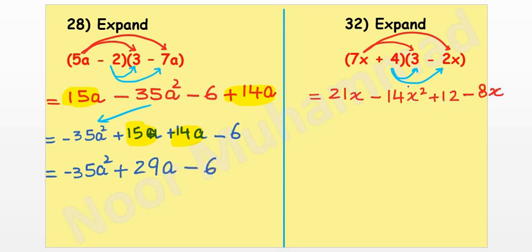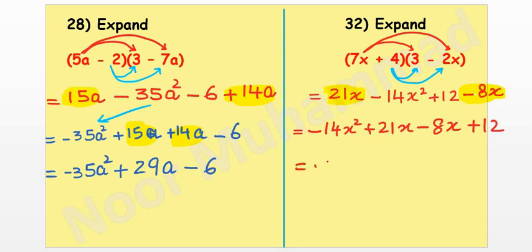Same is the case here. Better first rearrange them. When I say rearrange them, it means we have to arrange them in a way that the highest power will be in the beginning. Negative 14x squared here in the beginning. Then x squared is done. Then you will take the x terms and write them together. So next we have positive 21x, and we have negative 8x. Then still we have positive 12 left. So write positive 12 in the end.